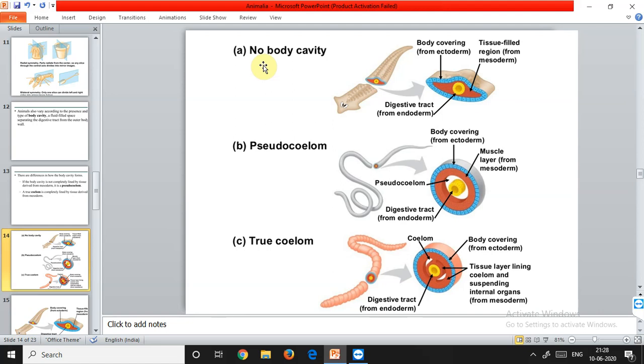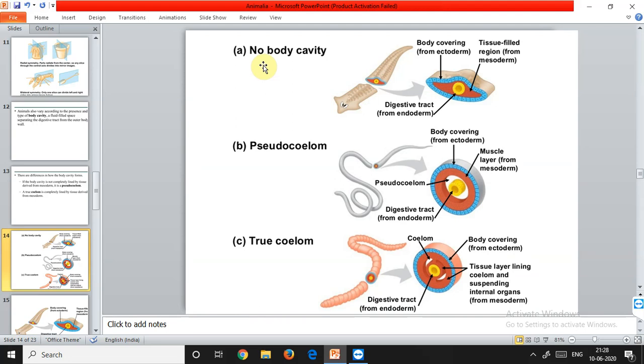Mesodermal cells may deform, and this enables the organism to change its body shape. In which animals is the pseudocoelom present? In the nematodes and the rotifers. So mesodermal layers keep changing themselves, and this helps the organism also to change its shape. This type of body cavity, the pseudocoelom, is found in the nematodes and the rotifers.